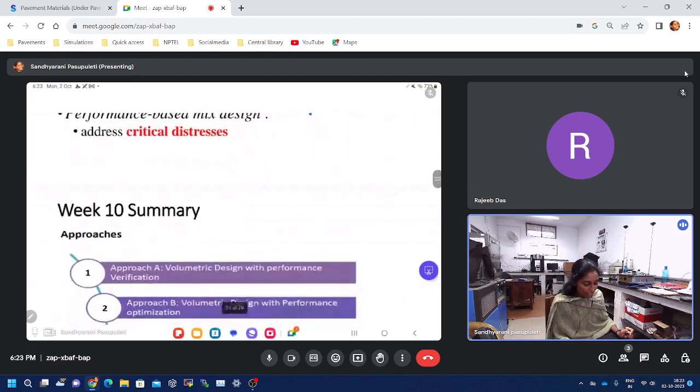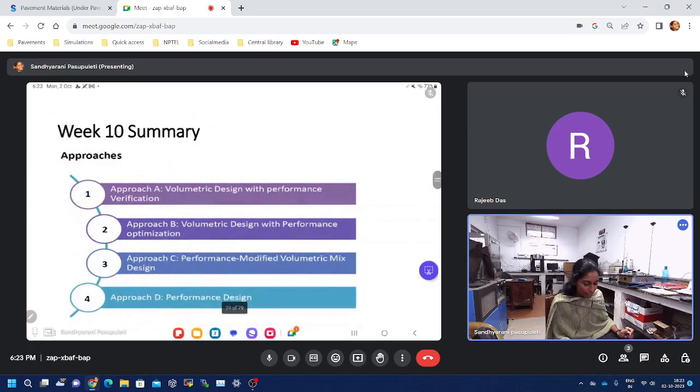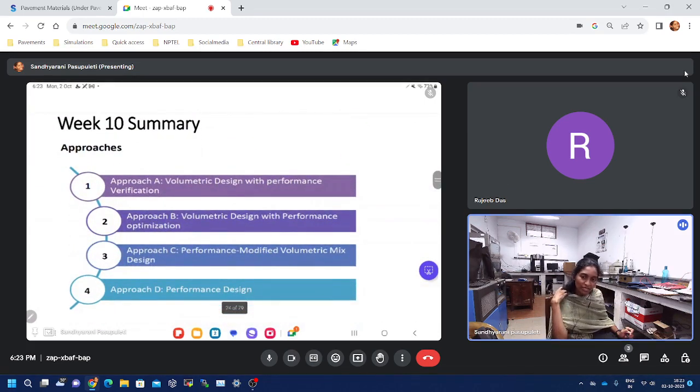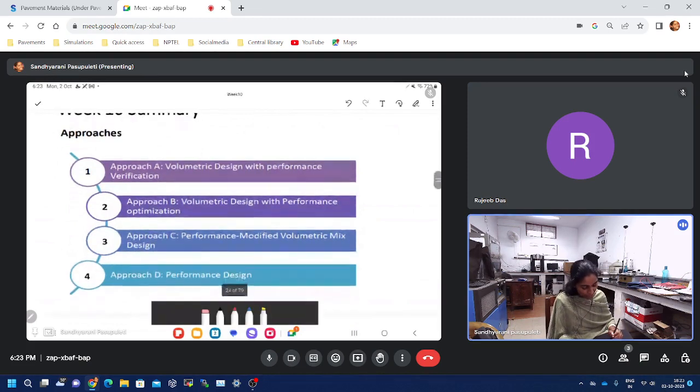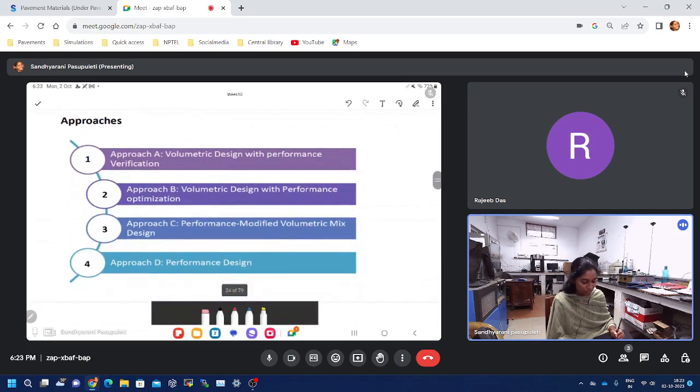So before even laying the mixture in the field, we need to make sure that our mixture can have better resistance in terms of these three failures. To make sure of that, there are four approaches in practice, and there are multiple approaches, but these four are the main approaches.